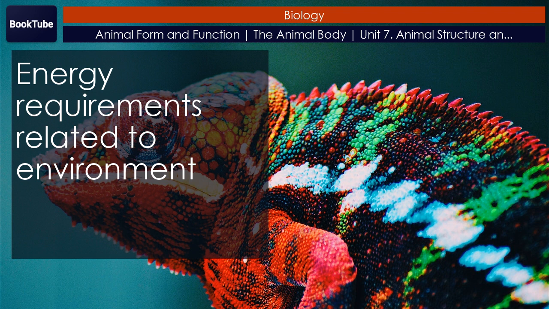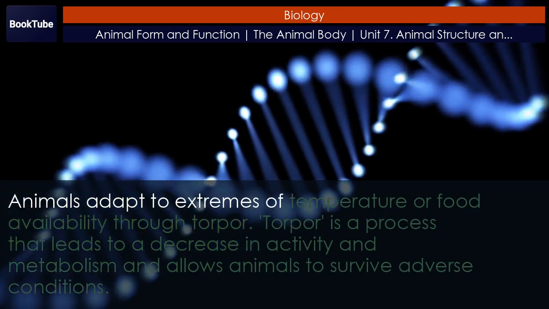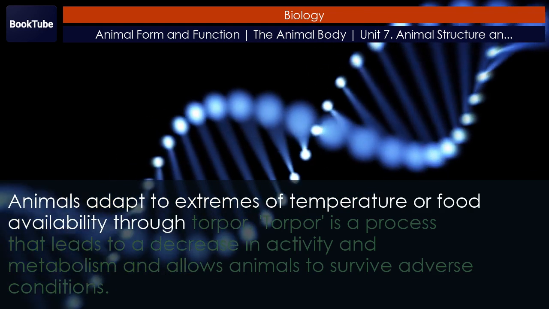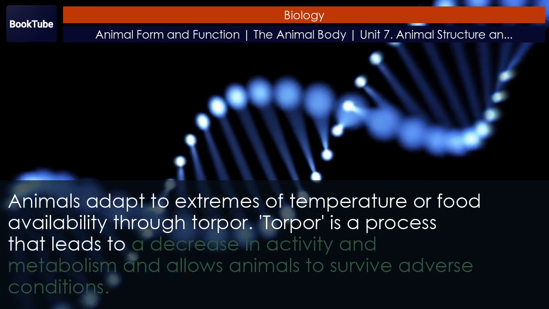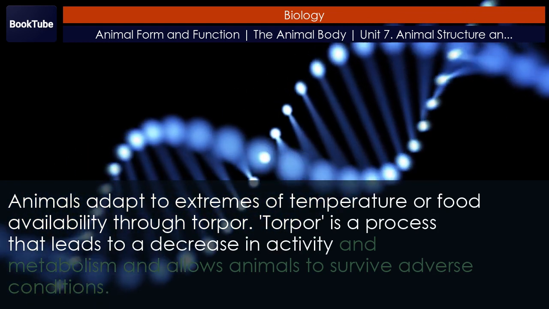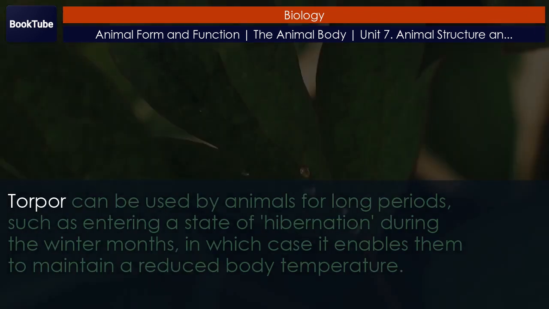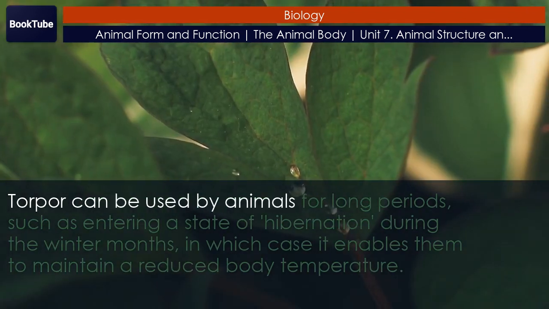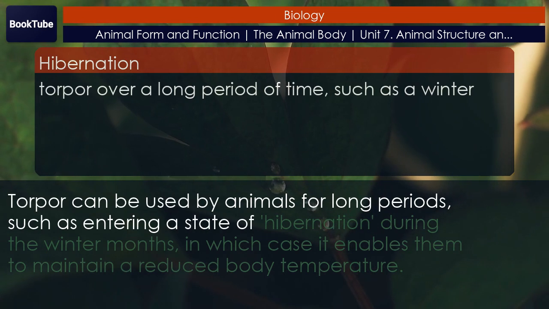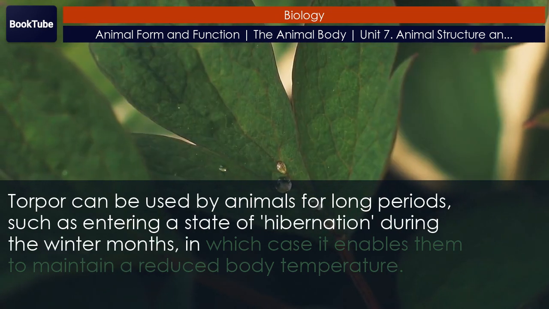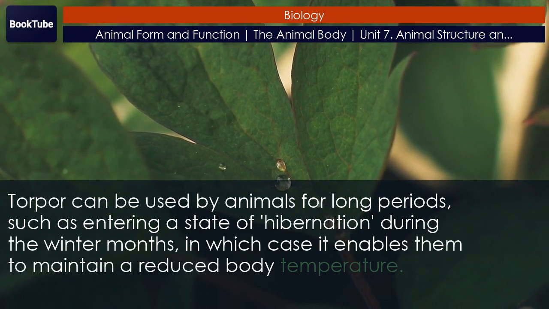Energy requirements related to environment. Animals adapt to extremes of temperature or food availability through torpor. Torpor is a process that leads to a decrease in activity and metabolism and allows animals to survive adverse conditions. Torpor can be used by animals for long periods, such as entering a state of hibernation during the winter months, in which case it enables them to maintain a reduced body temperature.